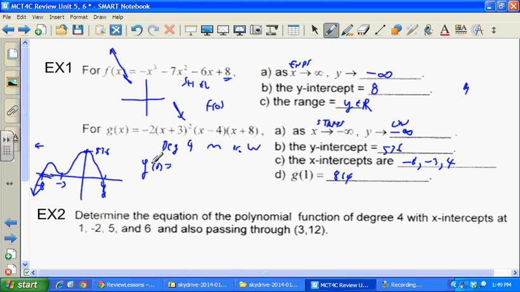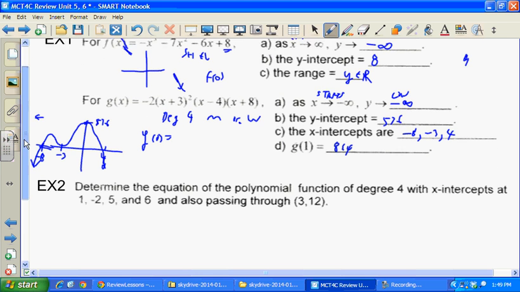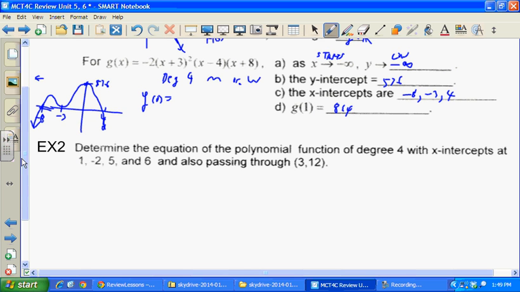All right, onward. Determine the equation of the polynomial function of degree 4 with x-intercepts, blah, blah, blah, blah. So 4 intercepts, all roots. All right, we got 1 and minus 2, 5 and 6.